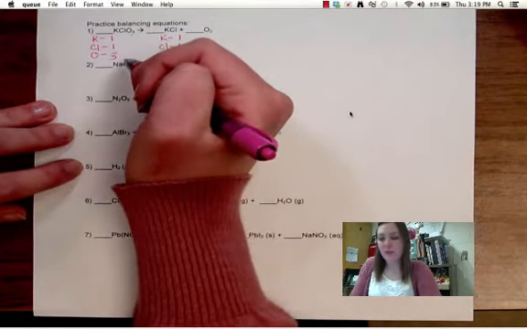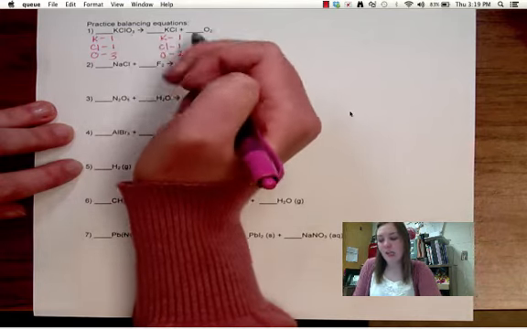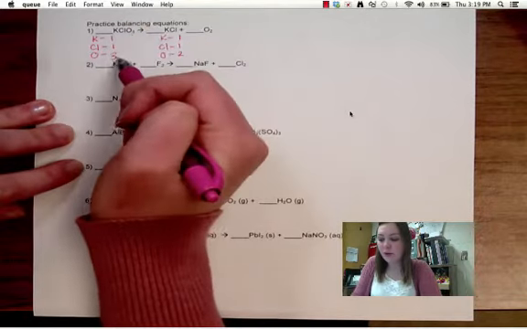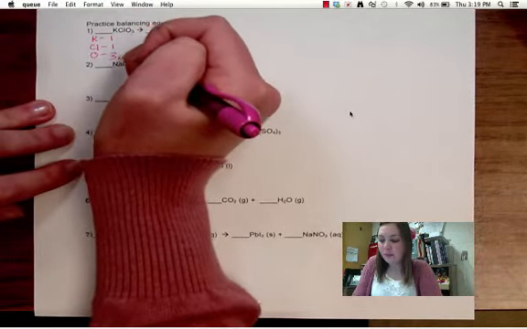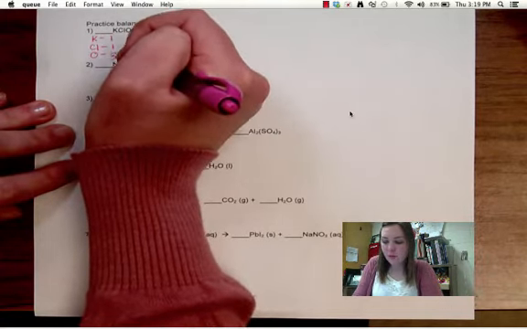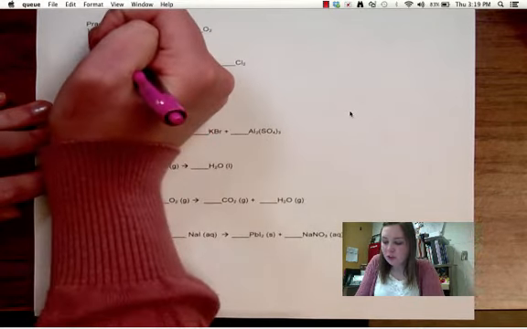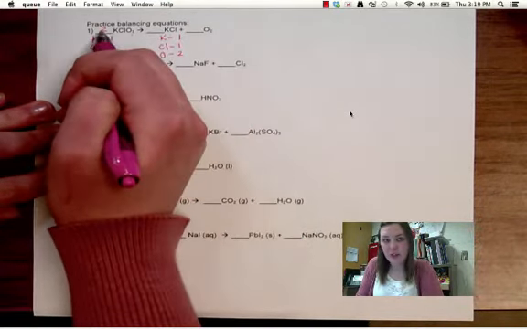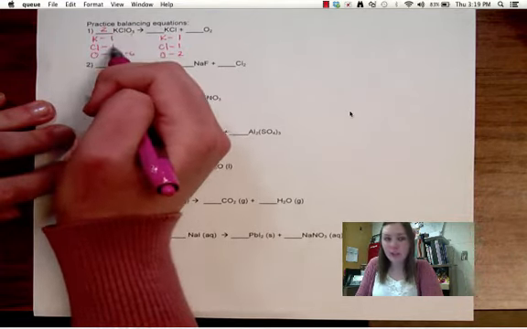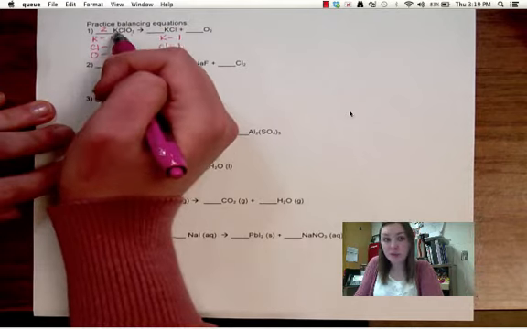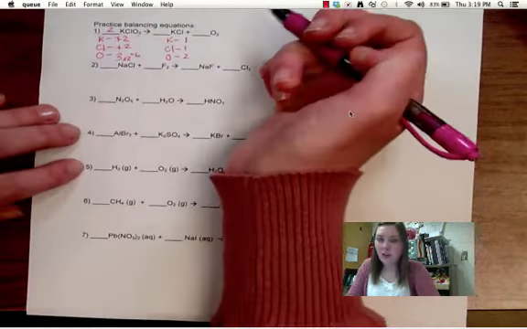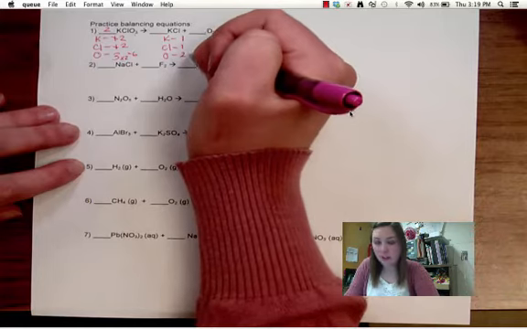So what we're going to ask ourselves is, what do these 2 numbers have in common? And the answer is 6. So in order to get the coefficient of 6 here, we're going to multiply this by 2 to get 6. So what we're going to do is write a 2 here. And now you see that these multiply, and we have 6 oxygen atoms. And we're going to go ahead and change our coefficients because now we have 2 potassium atoms here, and we have 2 chlorine atoms.